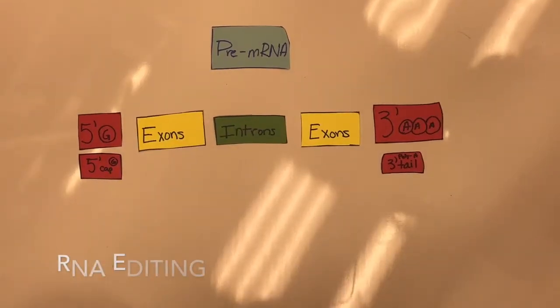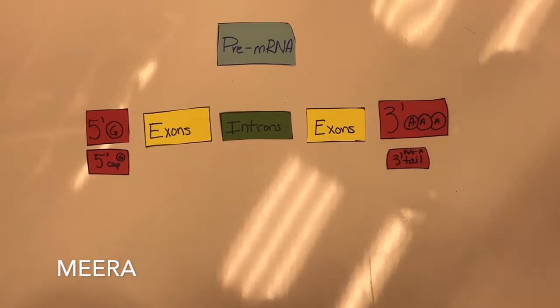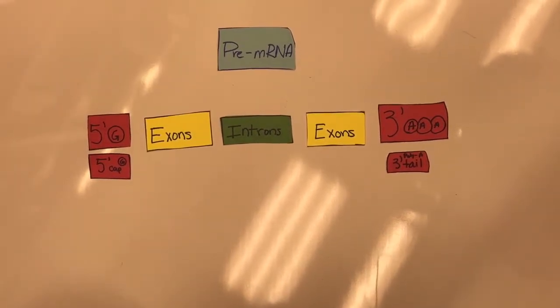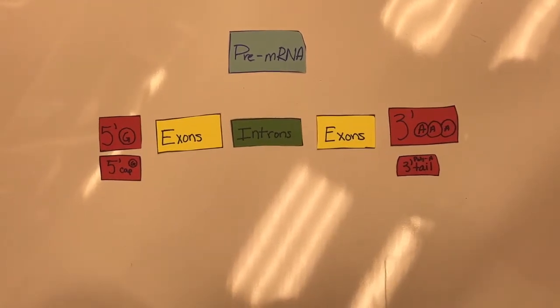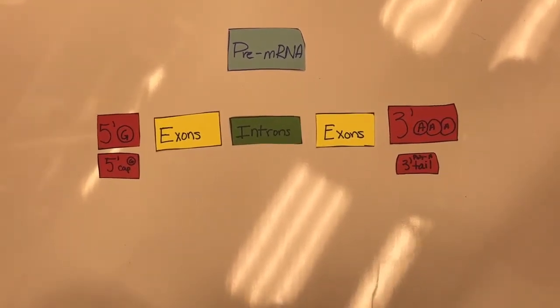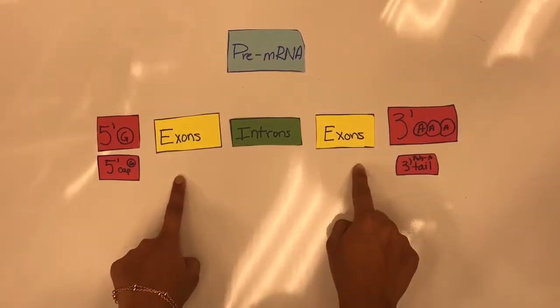After transcription comes RNA editing, which is any process other than splicing that results in a change in the sequence of the RNA transcript, such that it differs from the sequence of the DNA template. Pre-mRNA that comes from the transcription changes before it exits the nucleus as mRNA. Pre-mRNA is made of an intron, a non-coding segment, and a pair of exons, the coding segments of RNA.